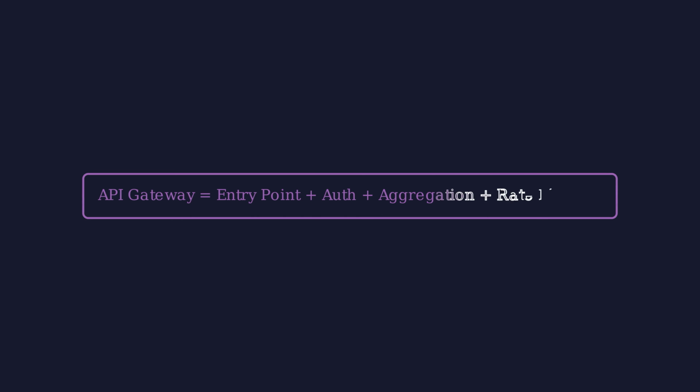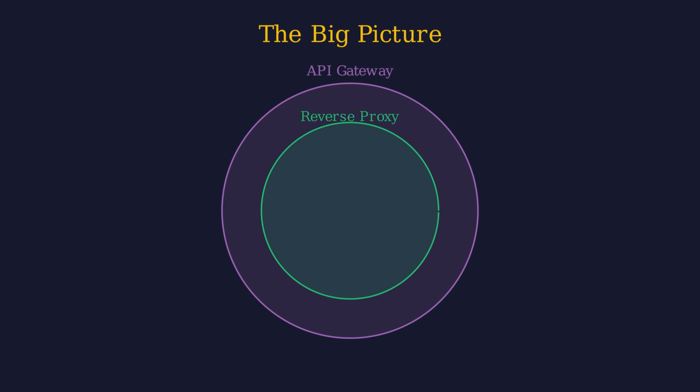Popular API gateways include Kong, Amazon API Gateway, and Apigee. They're specifically designed for the complex orchestration required in modern API-driven architectures. And here's the key distinction. While an API gateway typically includes load balancing and reverse proxy features, its primary purpose is API management and orchestration.